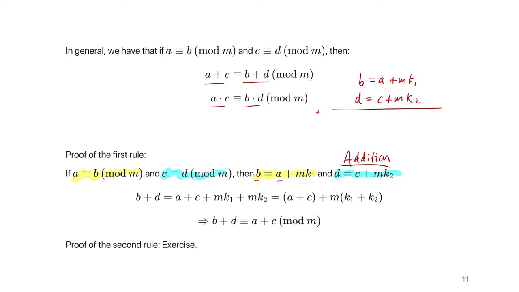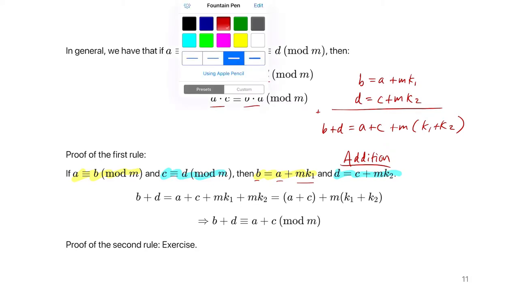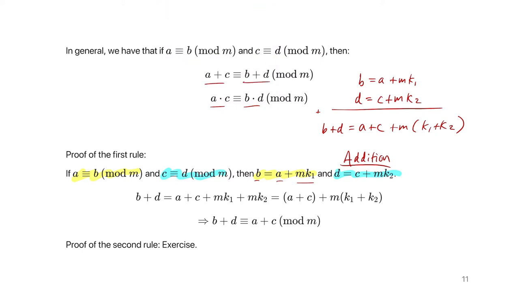If I add these two, we get B plus D is A plus C plus M K1 plus K2. Is that clear? And that's just the definition of two numbers being equivalent modulo M, right? It's saying this box is equal to this triangle, or equivalent to this triangle, modulo M.